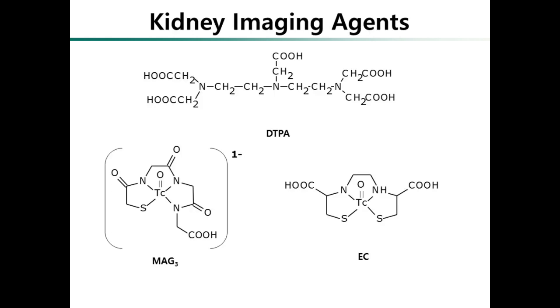And next one is the kidney imaging agent. Normally we use DTPA or MAG3 as a kidney imaging agent. They have a charge of -1. So all the kidney imaging agents have a negative charge. That gives a very good excretion rate through the kidney.